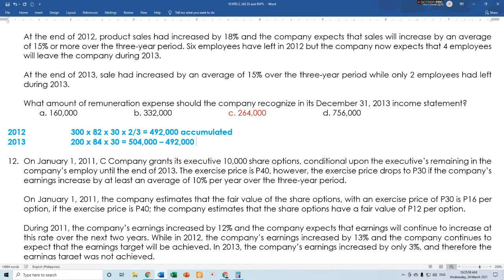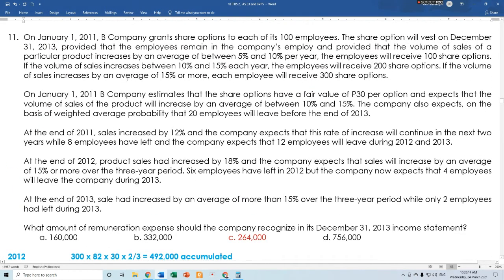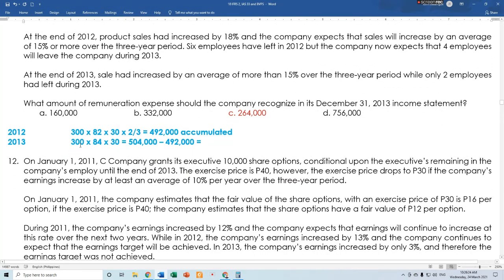492,000. So 300 pa rin gagamitin natin. So dapat ang average of more than 15%, kasi 10 to 15 yun, so dapat more than na to, more than 15%. Okay, so 300 pa rin to dapat.